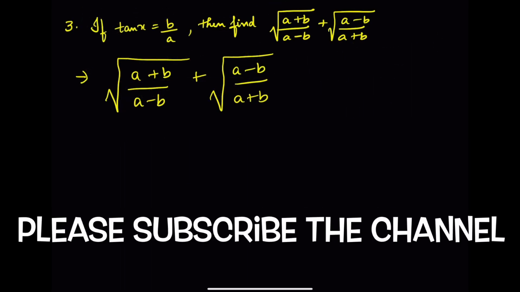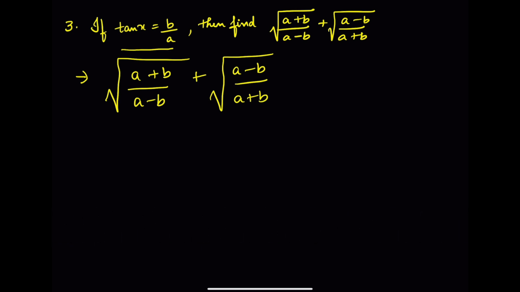Let's solve the third problem here. So here we have been given the information that tan x is b by a. We have to find out what is the value of square root of a plus b by a minus b plus square root of a minus b by a plus b. So we somehow have to apply this tan x and find the value. So now let's start to solve it.